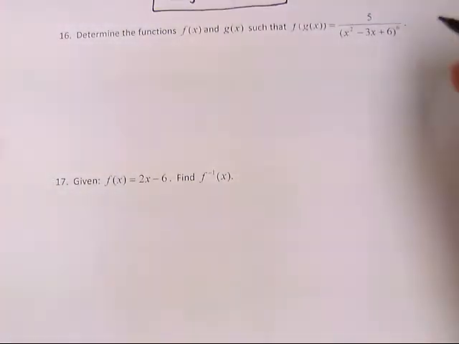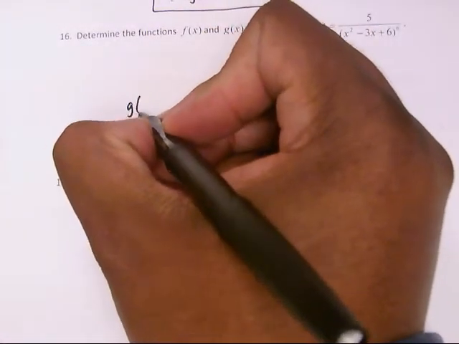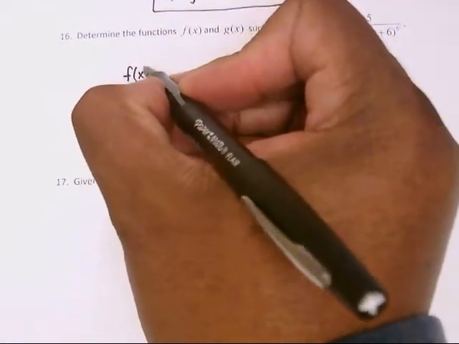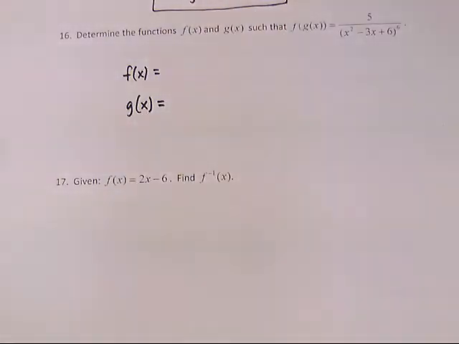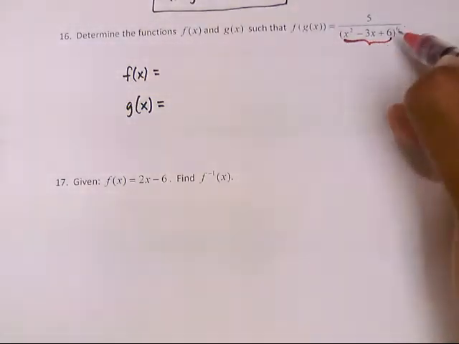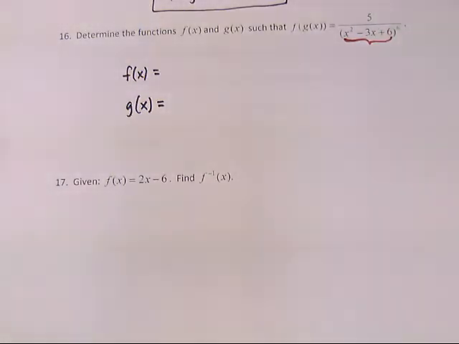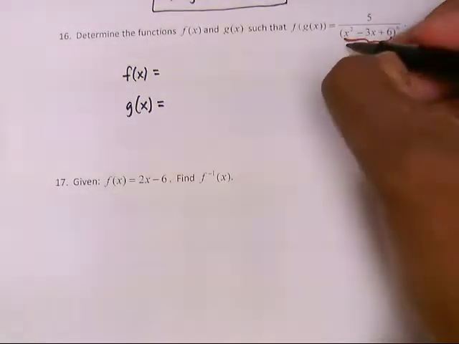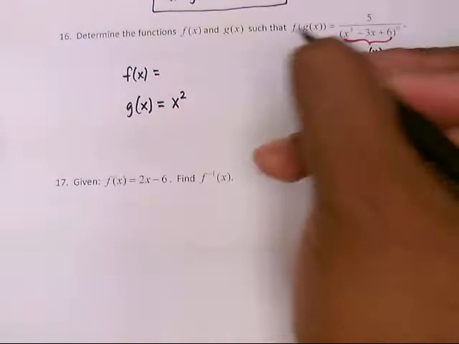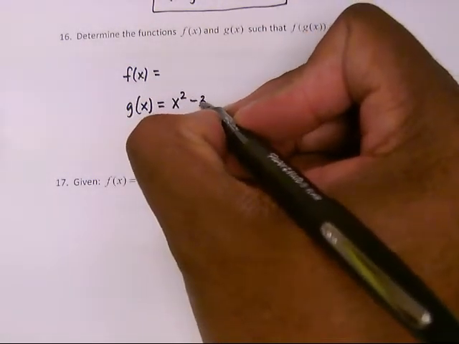Well, the inside function is your g of x. And that will help us determine what f of x is. So let's let this inside function for g of x be what's inside the parentheses here, that x squared minus 3x plus 6. So here we're breaking this up into 2 functions. So this is what g of x would be, that x squared minus 3x plus 6.